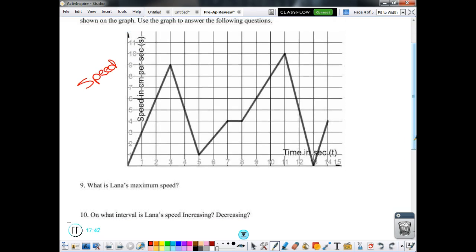Okay, what is Lana's maximum speed? 10 centimeters per second. Okay, speed is centimeters per second. Seconds are time.